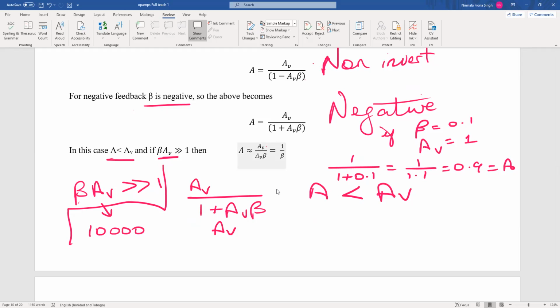Right? AV. So if AV beta is equal to 10,000, then 1 plus AV beta will be 10,001. Is there much difference between 10,000 and 10,001? That's a very big difference.